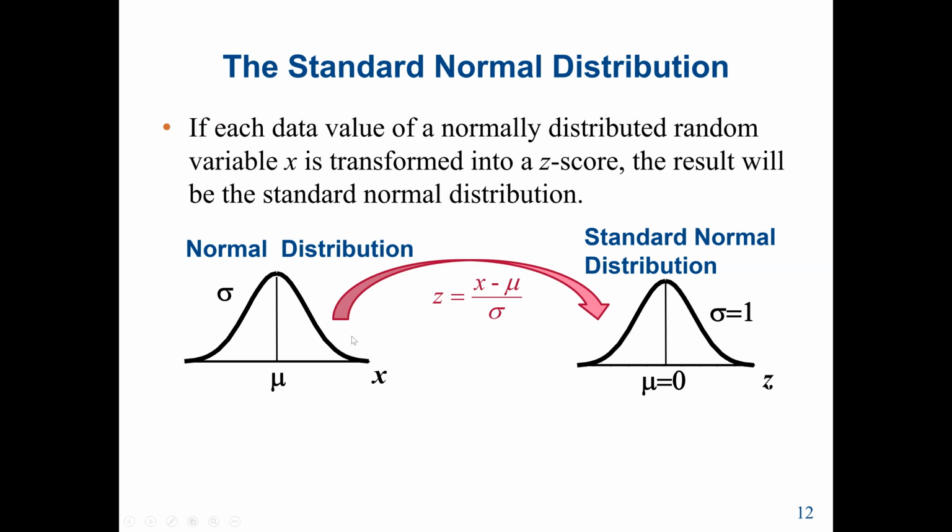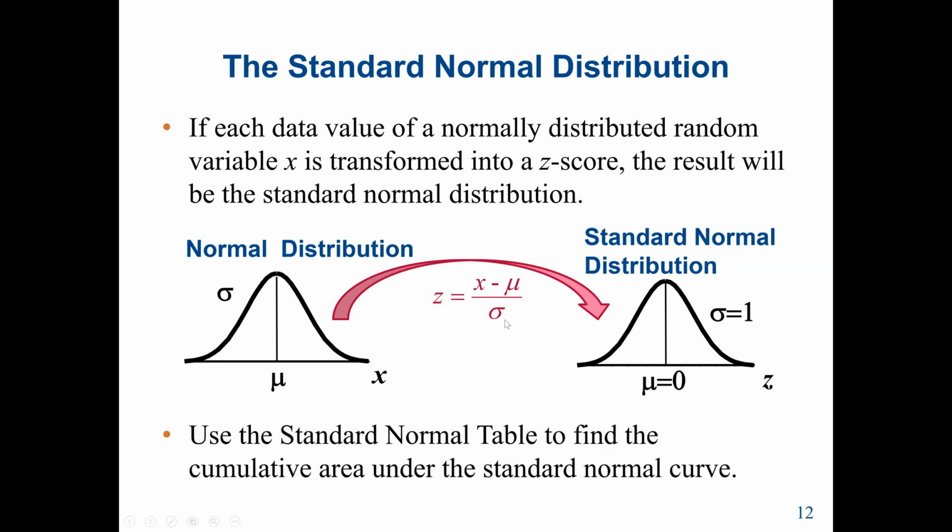So this is our normal distribution. We have the standard deviation, and also we have the mean, and we are on the x-axis. Now we want to transform the x values to z-scores, which means we subtract the mean from each x value and divide by the standard deviation. And that will give us what we call the standard normal distribution. z gives us x minus mean over standard deviation. So we can use the standard normal table to find the cumulative area under the standard normal curve. And in our textbook, again, we have the standard normal table.